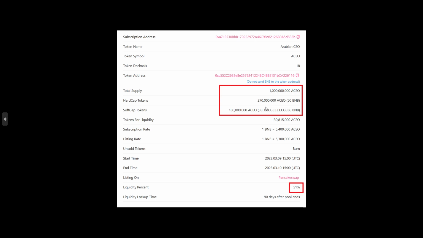For the hard cap, there will be allocation of 270 million tokens, and for the soft cap of 33.33 BNB, there will be 180 million token soft cap. Now, the tokens that don't sell out for whatever reason will be burned, and it's really, really important to mention that 51% of the raised funds from the presale will be going towards the liquidity pool, meaning that 49% of those 50 BNB or whatever the Pinksale shows us is essentially going towards the team.